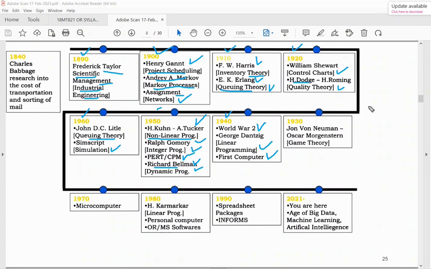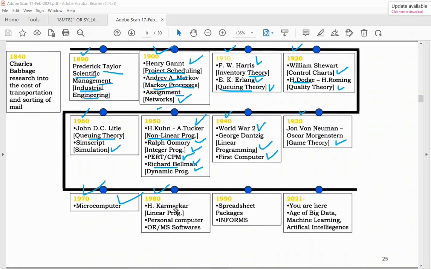Then John von Neumann used game theory to define a systematic operation for any industries, organizations, institutions to provide the proper approach itself. That is in the year 1930. Then in 1970, microcomputers were introduced, and these microcomputers are used for many applications where required.